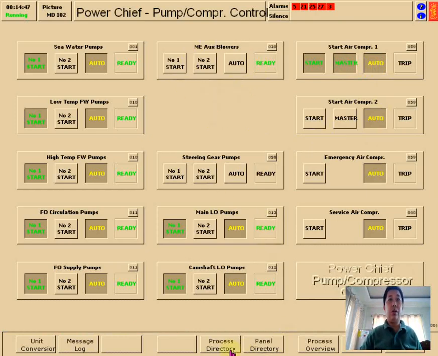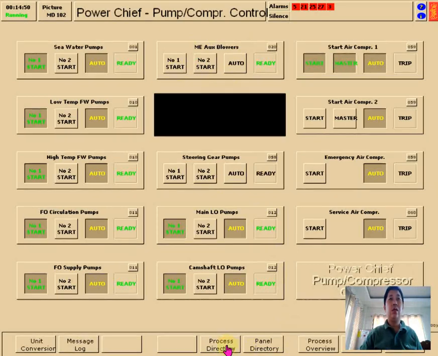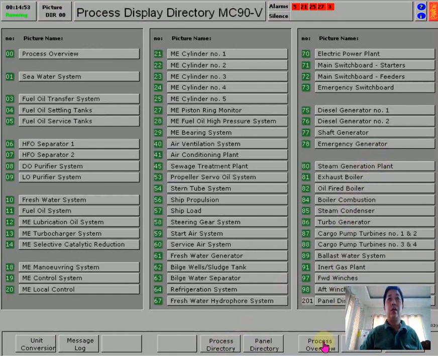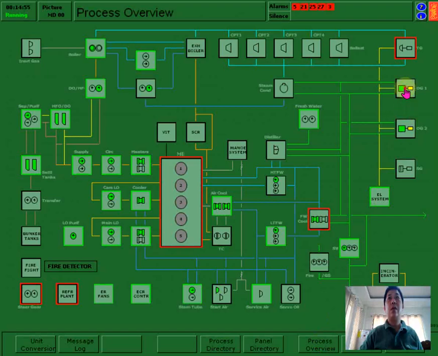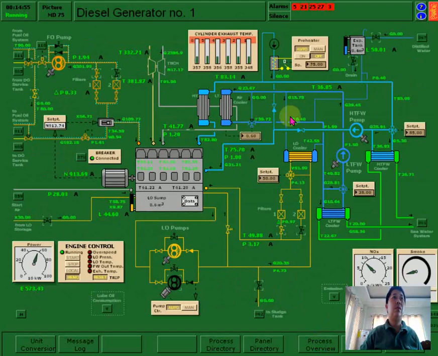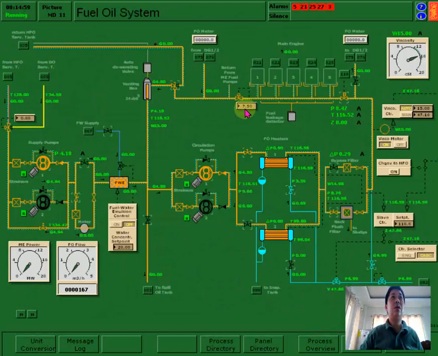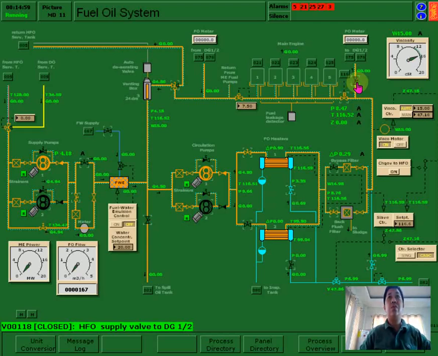So I will change over now. So first I have to check to be sure here. So I have to open this valve, supply to, it's a supply valve to DG1 on top. So open.